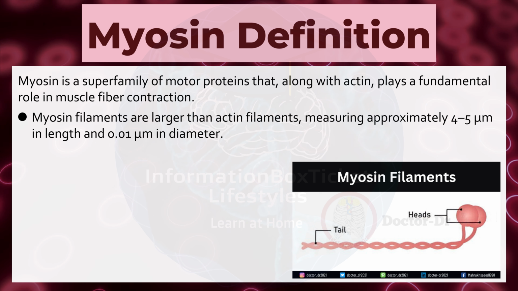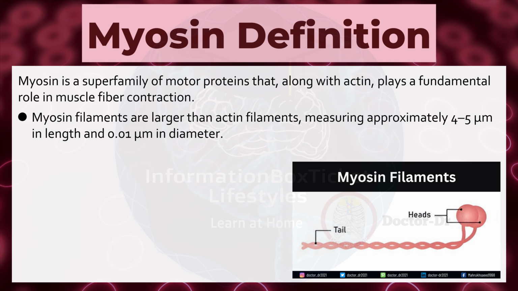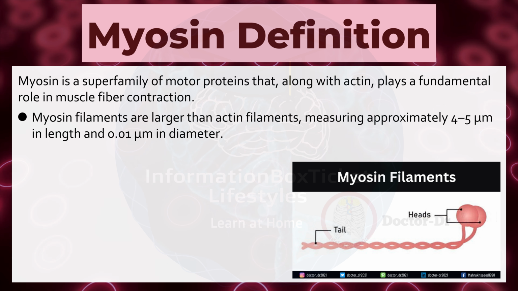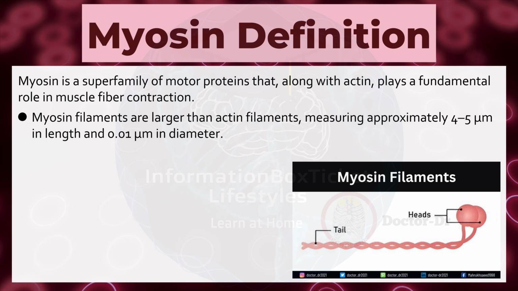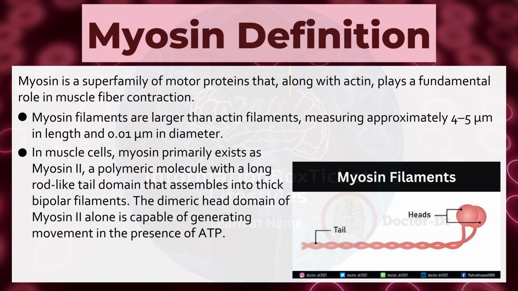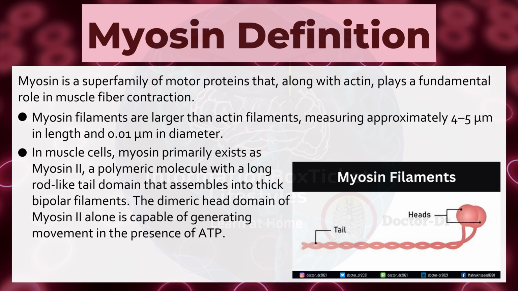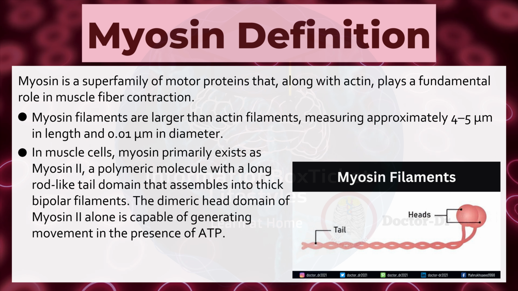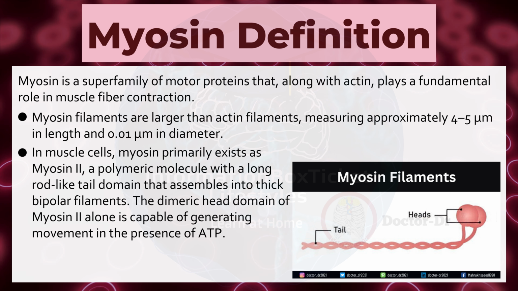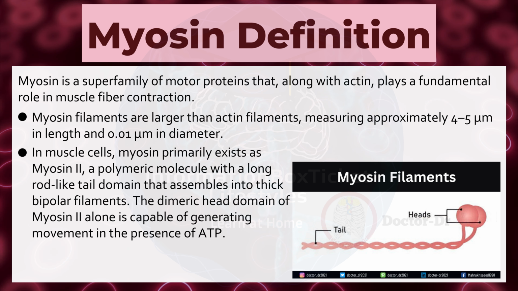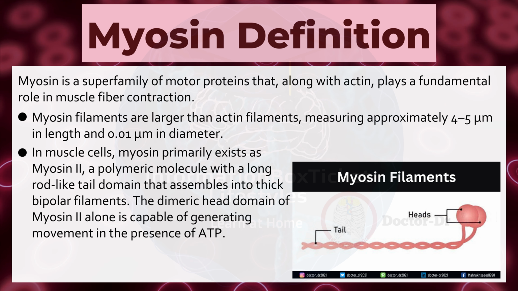Myosin filaments are larger than actin filaments, measuring approximately 4 to 5 micrometers in length and 0.01 micrometers in diameter. In muscle cells, myosin primarily exists as myosin II, a polymeric molecule with a long, rod-like tail domain that assembles into thick bipolar filaments. The dimeric head domain of myosin II alone is capable of generating movement in the presence of ATP.